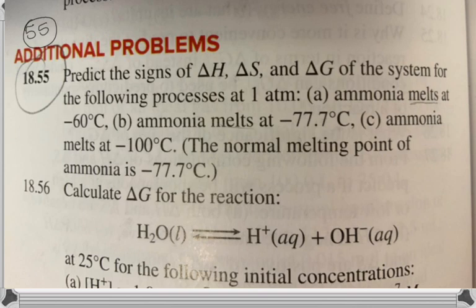Predict the signs of the enthalpy, entropy, and the Gibbs free energy for the following processes at 1 atmosphere. Okay, I'm about to reorganize it. Ammonia melts at -60, ammonia melts at -77.7, and ammonia melts at -100. And then it tells us the normal boiling point of ammonia. It asks for the signs of the H, the S, and the G.